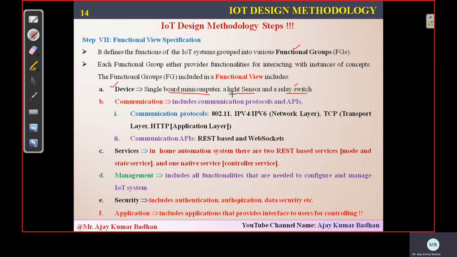Since these devices need to communicate with each other, we definitely require some communication mechanism, so we require communication protocols. We have seen the layers in the first unit. If you talk about the link layer, we are going to use 802.11. At the network layer, we might be using either IPv4 or IPv6, that is Internet Protocol version 4 and 6. Then at the transport layer we have TCP and UDP, but here we are using TCP.